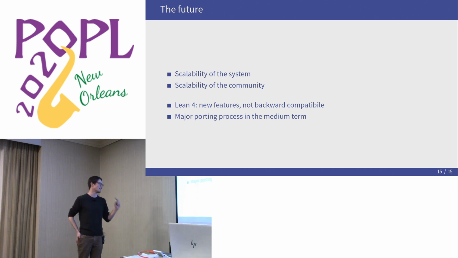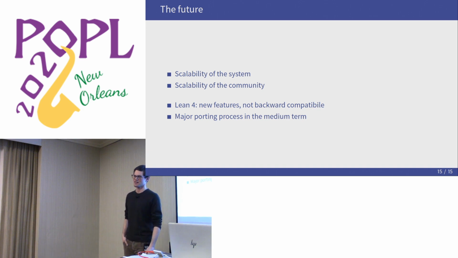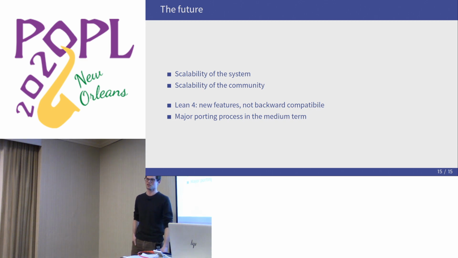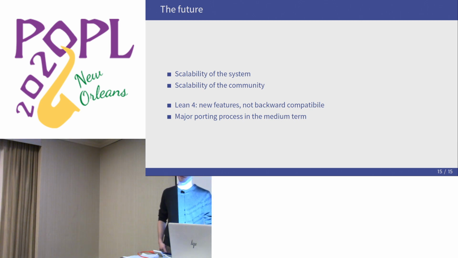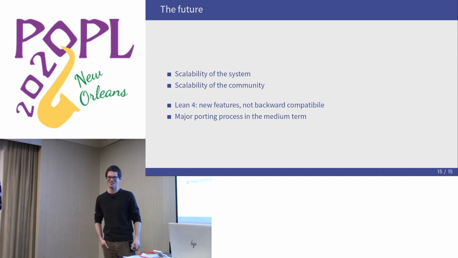So Lean 4 offers many new features. The downside is that it will not be backward compatible. So in the medium term, there will be some sort of porting process to move Mathlib to Lean 4. The details here remain to be seen. Unfortunately, I don't have much more to say about that, but we hope that it won't be horribly painful. So I will end on that note, with a downer note. Thank you very much.